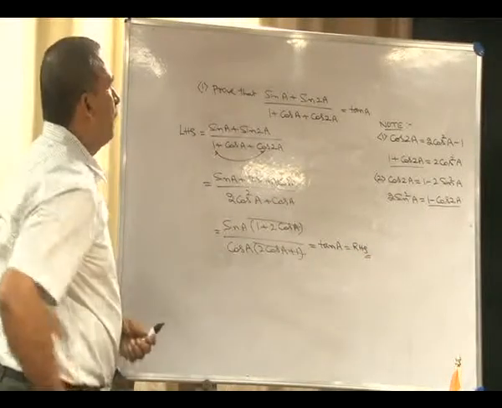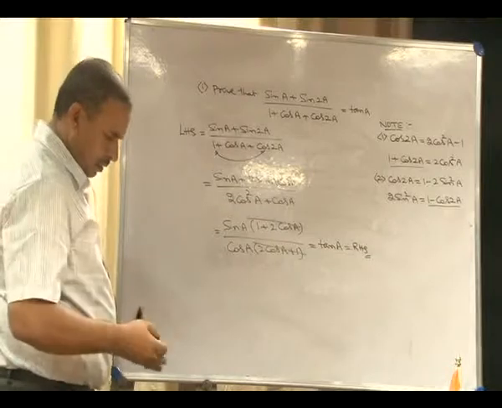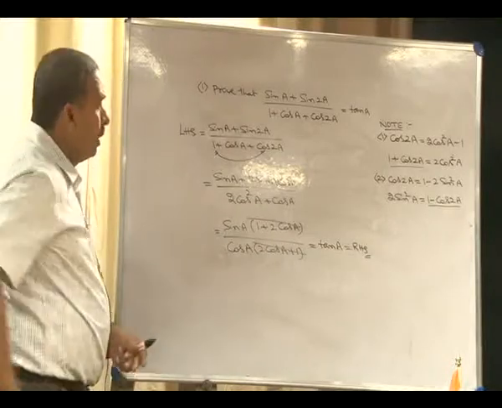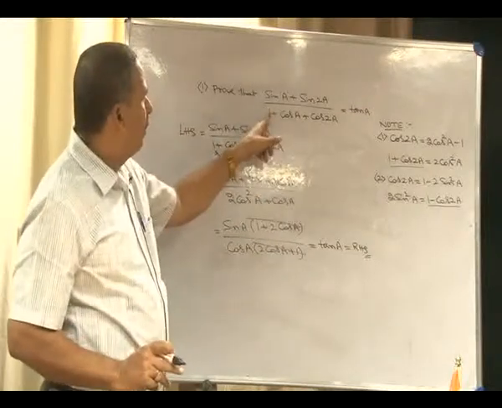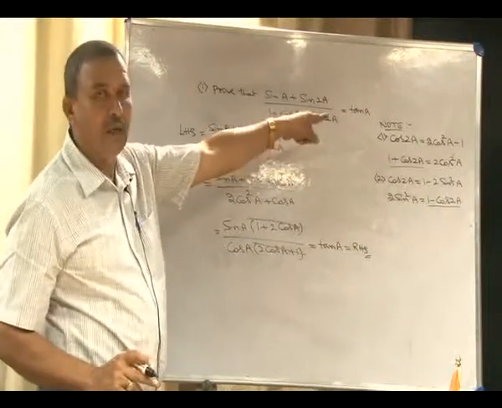That is, sin A plus sin 2A by 1 plus cos A plus cos 2A equal to tan A.